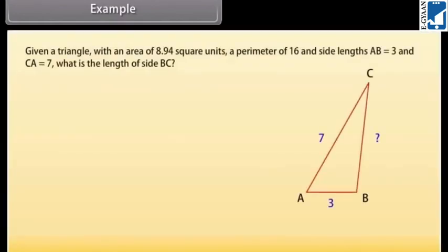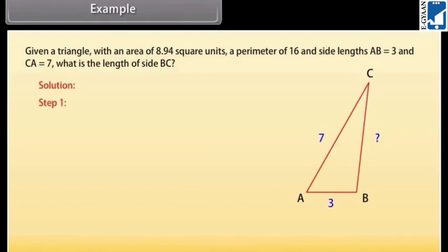Given a triangle with an area of 8.94 square units, a perimeter of 16, and side lengths AB is equal to 3 and CA is equal to 7, what is the length of side BC?